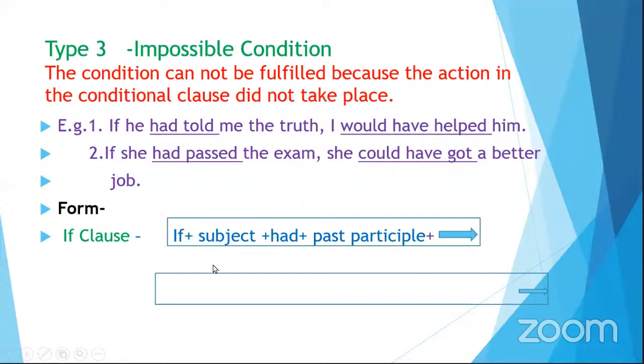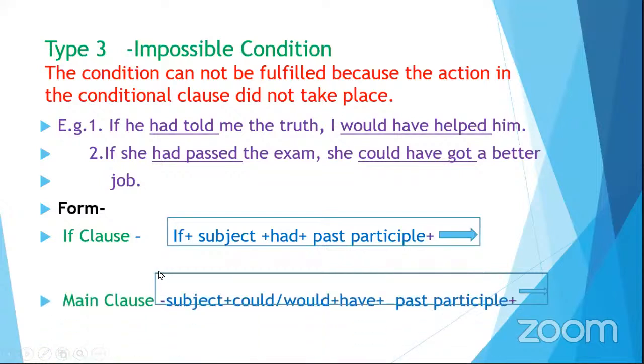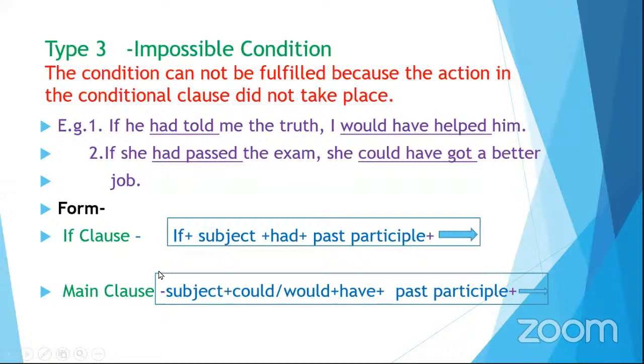Then you have if, you have a subject, you have a past perfect verb: had plus the third form of the verb. Look at told. Right. Next, look at the main clause. There you have the subject. Look at the subject, she or I. Then could or would, plus have, once again a past participle.